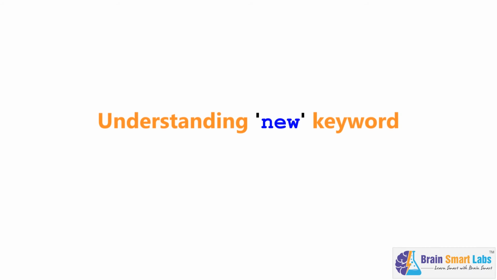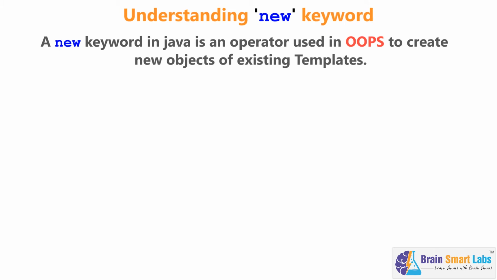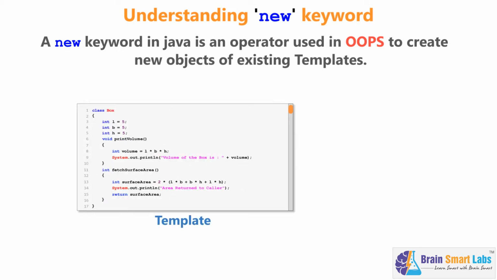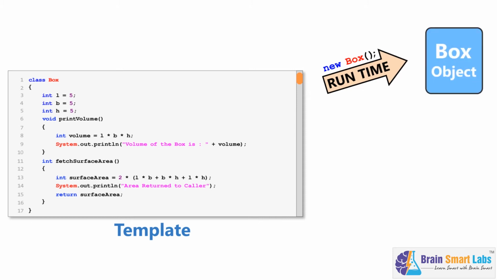Pay your full attention. Understanding the new keyword. The new keyword in Java is an operator used in OOPS to create new objects of existing templates. For example, the below template contains the code for our class Box. During runtime, when our program says new Box, a new Box object will be created.